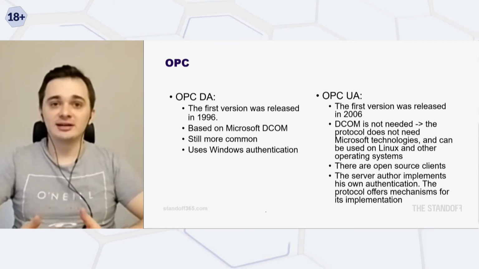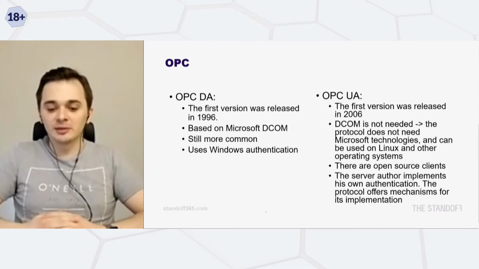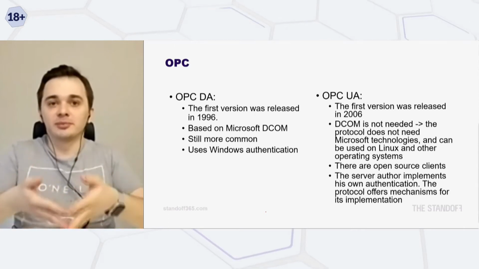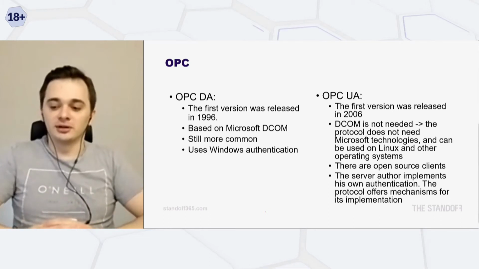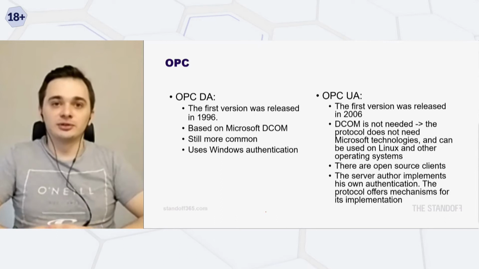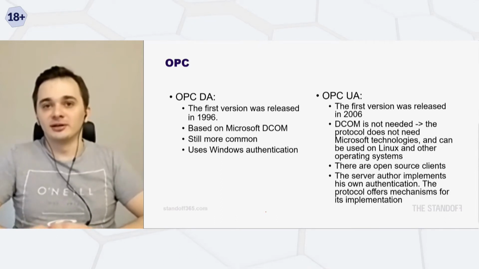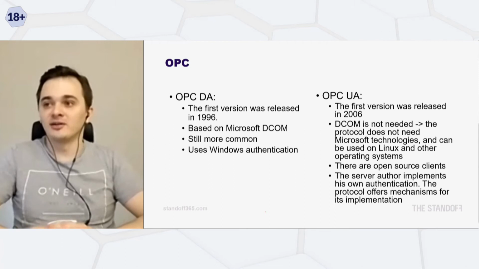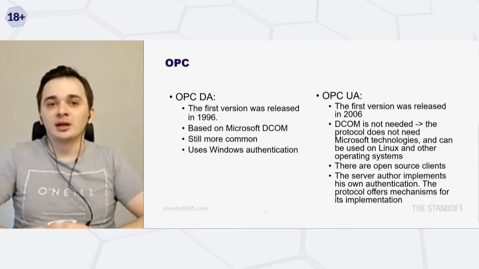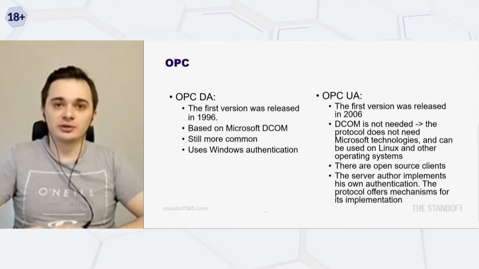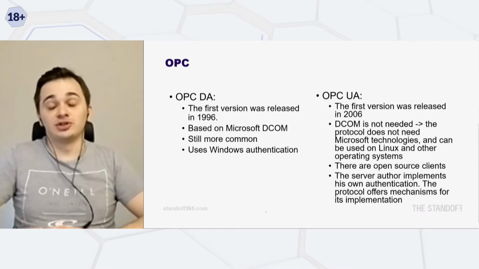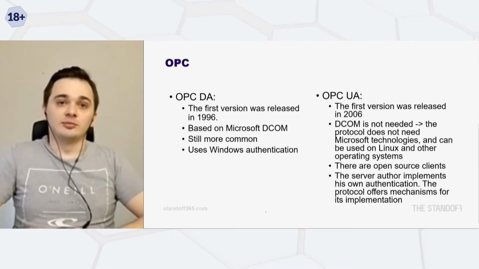Now let's take a look at the two most important protocols in the family, OPC-DA and OPC-UA. OPC-DA historically is the first protocol in the series. Its first version came out in 1996. It's based on Microsoft DCOM. This technology today is not as widely used as it was back in those days, but we still see it around. And OPC-DA, although it was developed a long time ago, is still very popular.